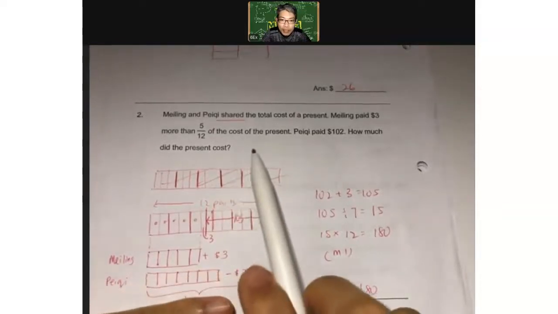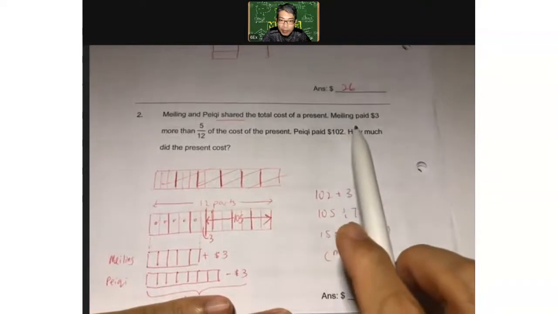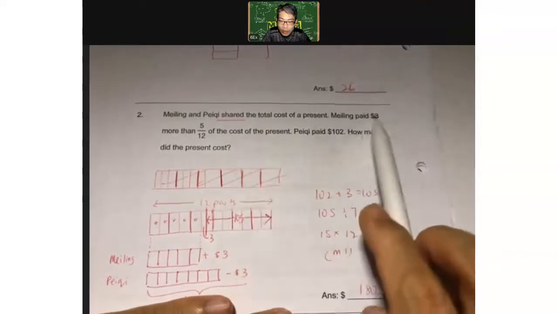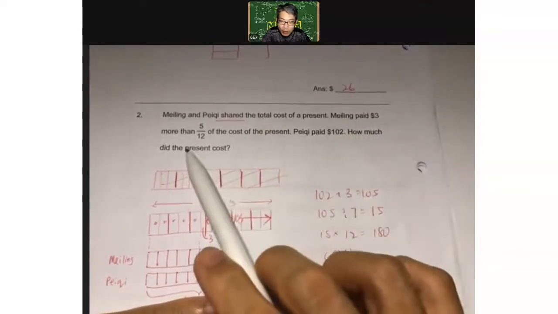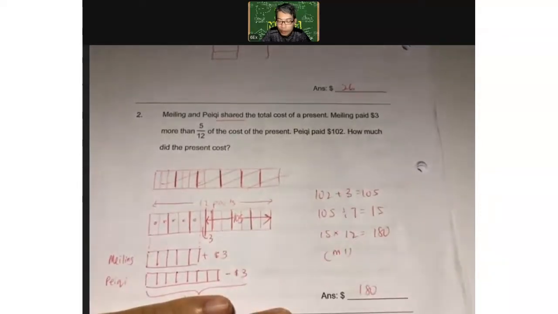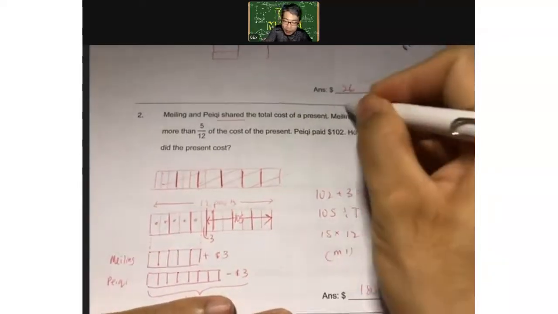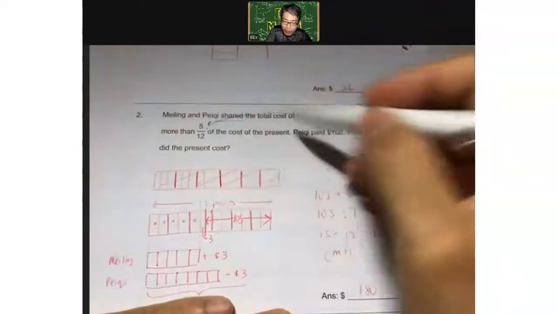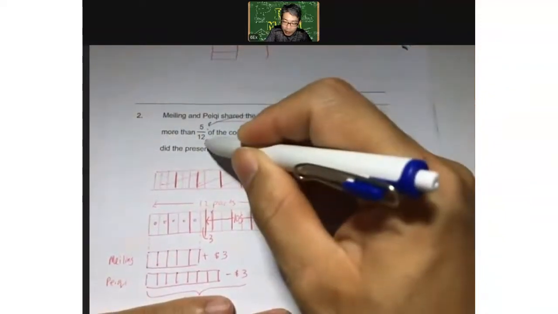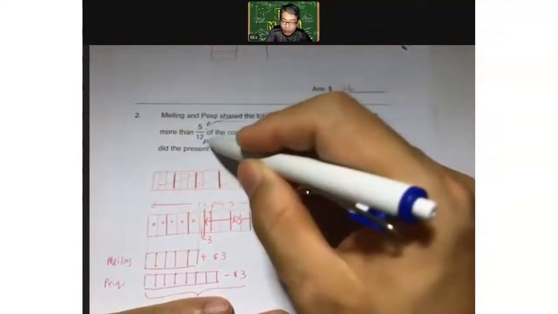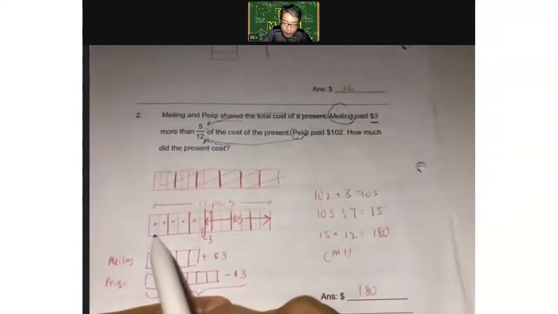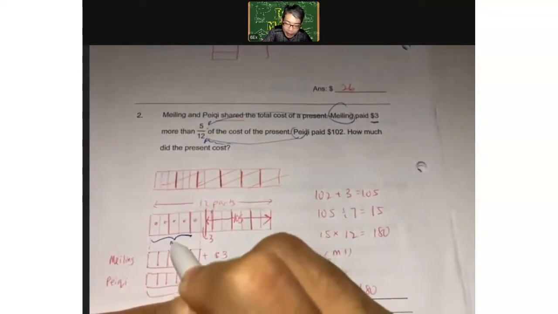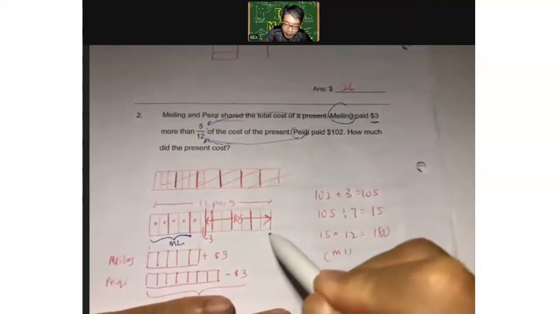Mei Ling and Pei Qi shared the total cost of a present. Mei Ling paid $3 more than 5/12 of the total cost. Let's ignore the $3 first. Just think of Mei Ling paying 5/12 of the total cost. What does it mean? It means that Mei Ling paid 5 parts, remember, I'm ignoring the $3 more first, and then Pei Qi paid the remaining 7 parts. Total is 12. So 1, 2, 3, 4, 5: this part is paid by Mei Ling, and the remaining part is paid by Pei Qi.